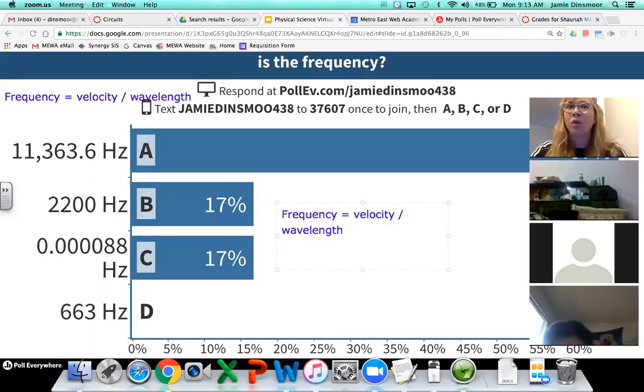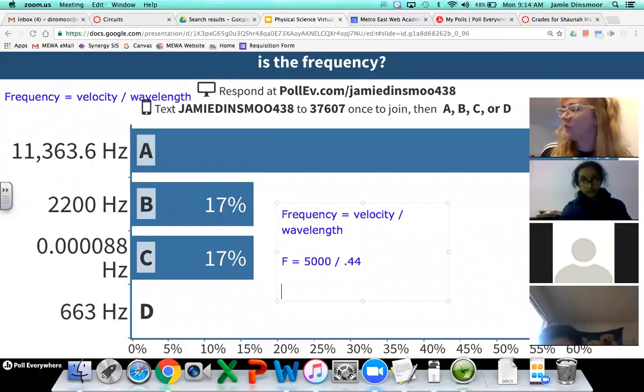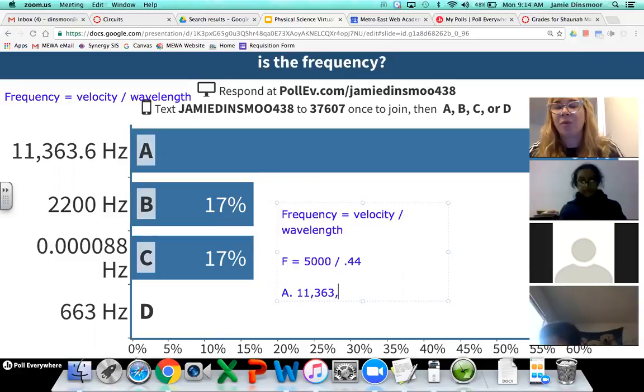So what did we do? We're looking for the frequency, so we don't know what that is. The question told us the velocity was 5,000 meters per second. We're going to be dividing that by the wavelength, which the question told us was 0.44 meters. So to get our answer, we're just going to very simply take 5,000 and divide it by 0.44, which actually will give us choice A here, 11,363.6. And since I made this question, all the other answers are derivatives of this.